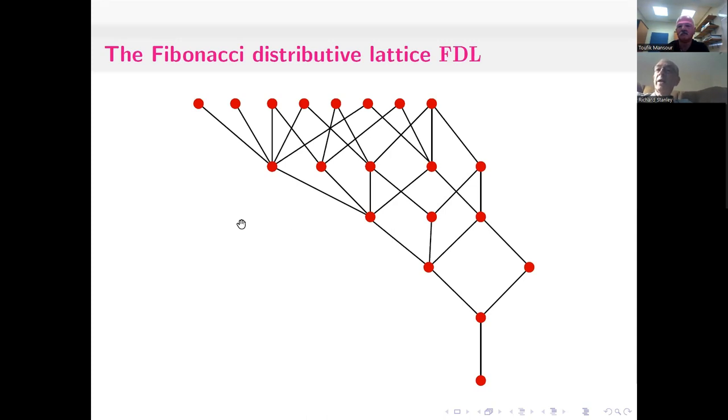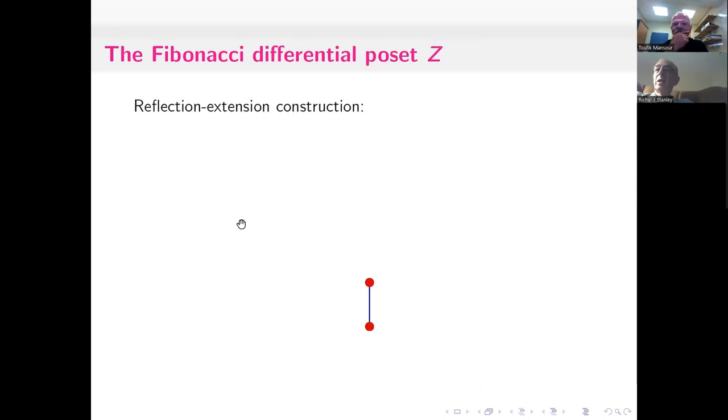So it looks like this. My second Fibonacci lattice is what I call the Fibonacci differential poset Z. It'll be a differential poset. It's defined by reflection extension.